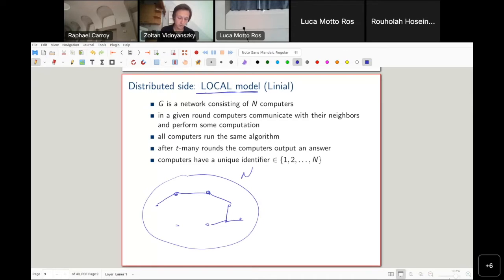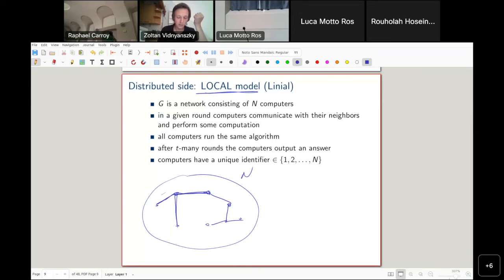Okay, so these points are computers, and these edges are connections. In this computer science model, the whole computation is divided into turns. And in one turn, what can a computer do? It can communicate with its neighbors.